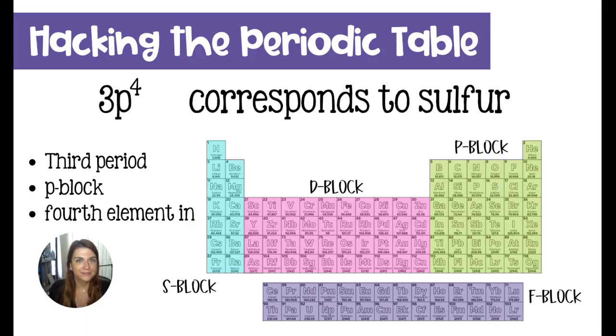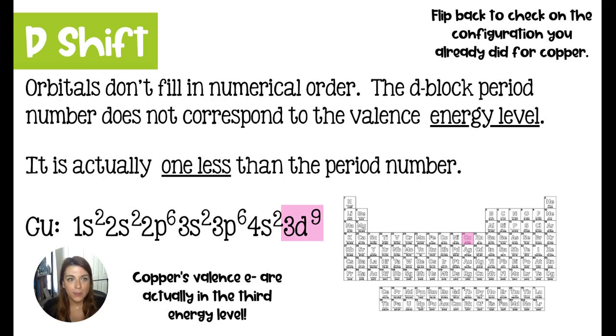So I know I'm going to end on a 3p4, and then you just run through the diagonal rule until you get to 3p4. Now, I have mentioned this quite a bit, and it is the D shift. Orbitals don't fill in numerical order. They fill in order of lowest to highest energy. That's the Aufbau principle.